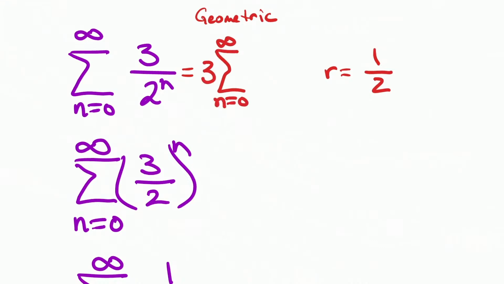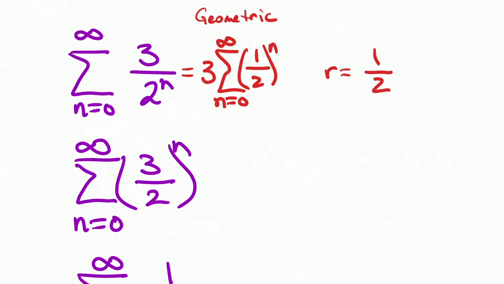Because the 3 doesn't have an exponent, you can write this like that. And so the r is actually just 1/2. So here, I'll get rid of this and write it like this. There we go. So bear in mind that if there's no exponent or no n, then that is just a constant and can be pulled outside the summation, and then that's what we're dealing with.